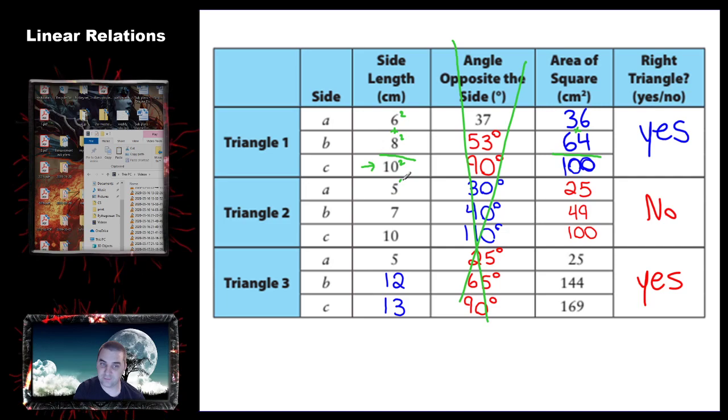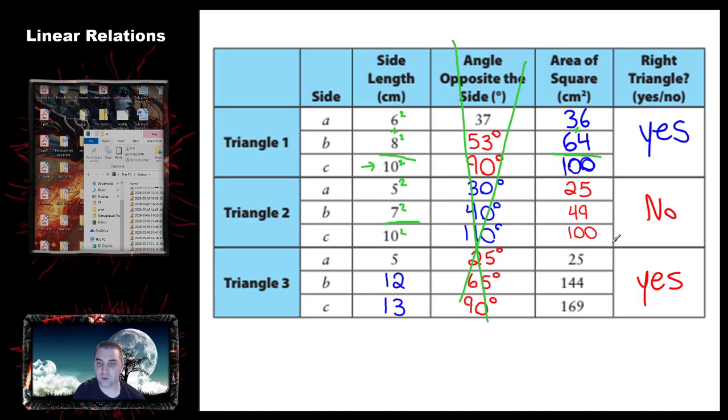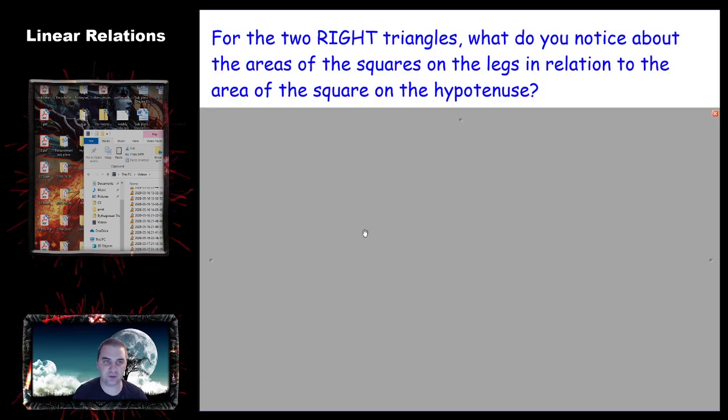But look at this one: 5 squared, 7 squared, and 10 squared. 5 squared is 25, 7 squared is 49, and 10 squared is 100. These do not add up to get 100, so it's not a right triangle. That's important, especially for later.